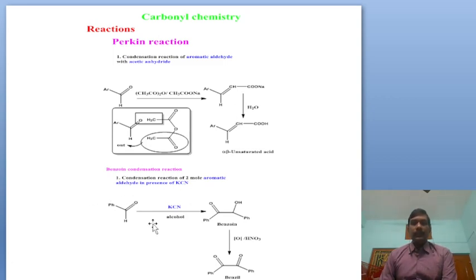Here aromatic aldehyde is reacted with KCN in presence of alcohol. It will give the benzoin condensation reaction to form a benzoin, and on oxidation with HNO3 it will give the benzil as a product.